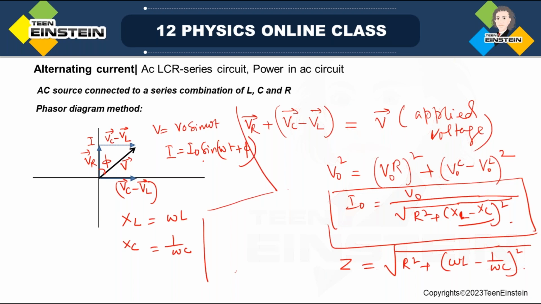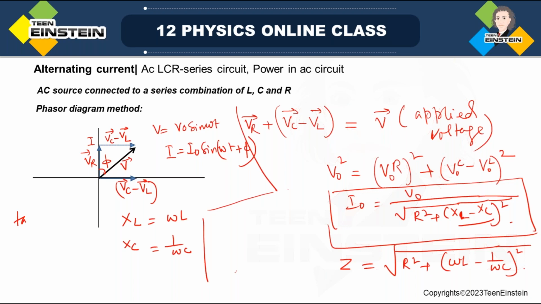This is the actual expression for the current, where I0 is V0 by Z, or V0 by the square root of R square plus (omega L minus 1 over omega C) whole square. Okay, that we can write. But what is phi? How to find out phi? From this figure I can find out phi.